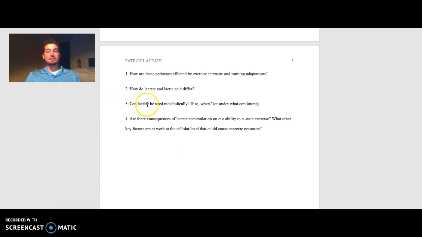So the third question is, can lactate be used metabolically? If so, when or under what conditions? So in reality, lactate is a dead end. It itself cannot be metabolized. But as I stated in the diagram, lactate can convert to pyruvate, which is a key ingredient in metabolism. So the cool thing about lactate is it's got several ways that it can metabolize via pyruvate. So first off, like I showed in the diagram, it can go into the liver, where it can be converted back into glucose, so it can be used anaerobically in glycolysis.